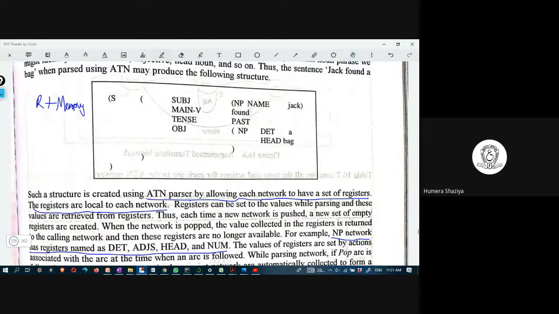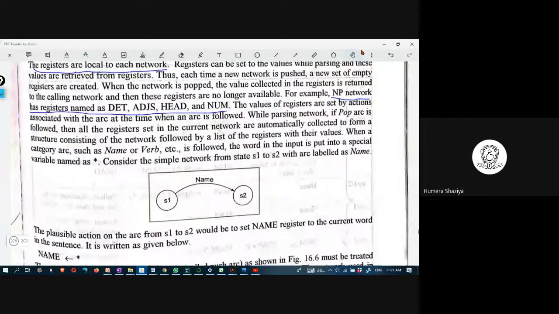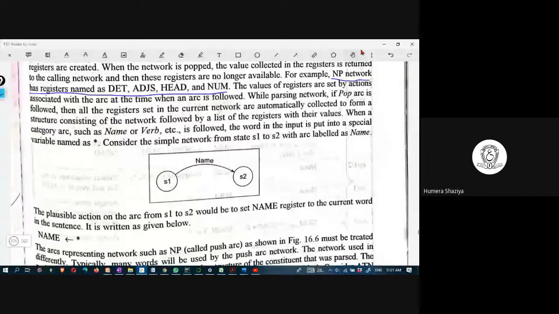Here we have the NP network. The NP network would have registers which are named as DT, determiner, adjectives, head, num. These are the registers that hold the value for the whole sentence. Whatever sentence is given to it, it tokenizes and gets individual words, which are known as tokens. And if a token is a determiner, it gets stored in this register. If a token is an adjective, it gets stored in this register, and so on.